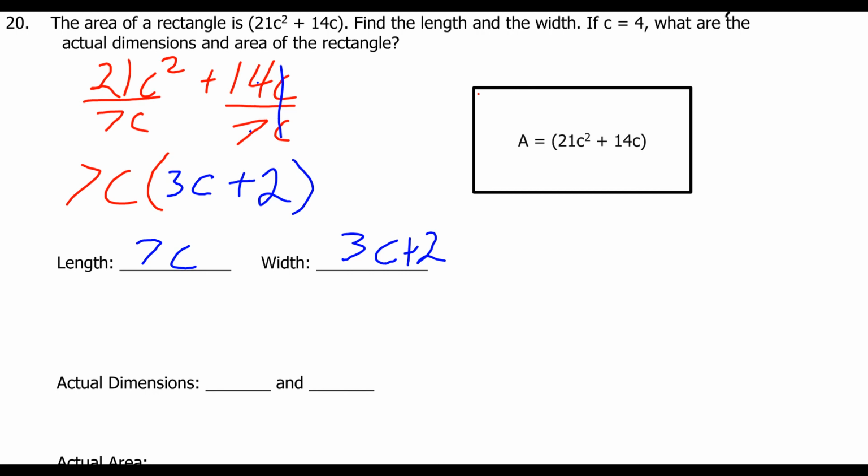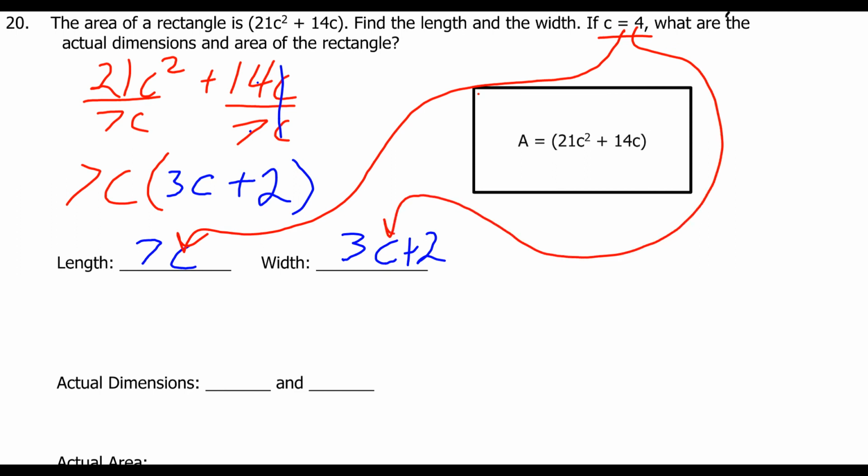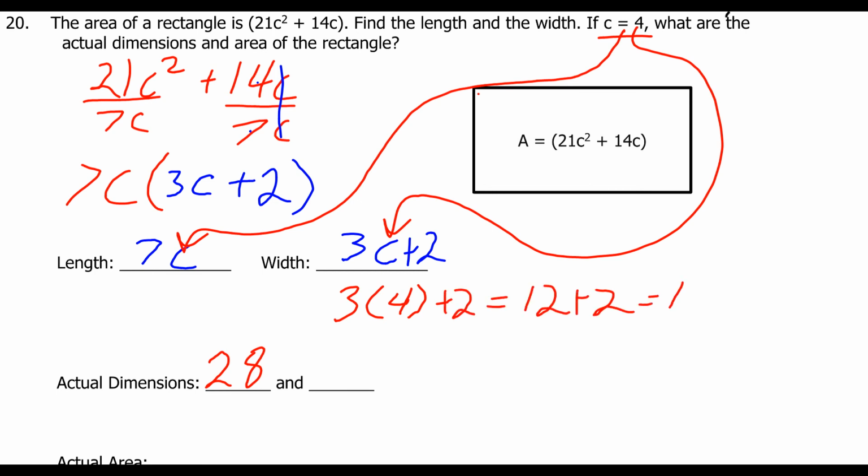Now, it says that c equals 4. It's wondering about the actual dimensions, so we take that 4, put it there, and put it there. So 7 times 4 is 28. And then 3 times 4 plus 2 is equal to 12 plus 2, which is equal to 14. And there it is. Finished.